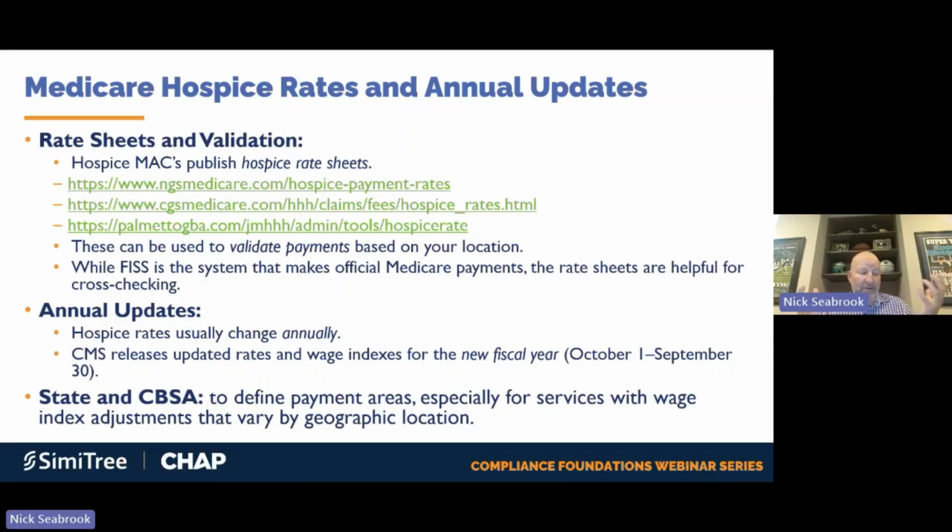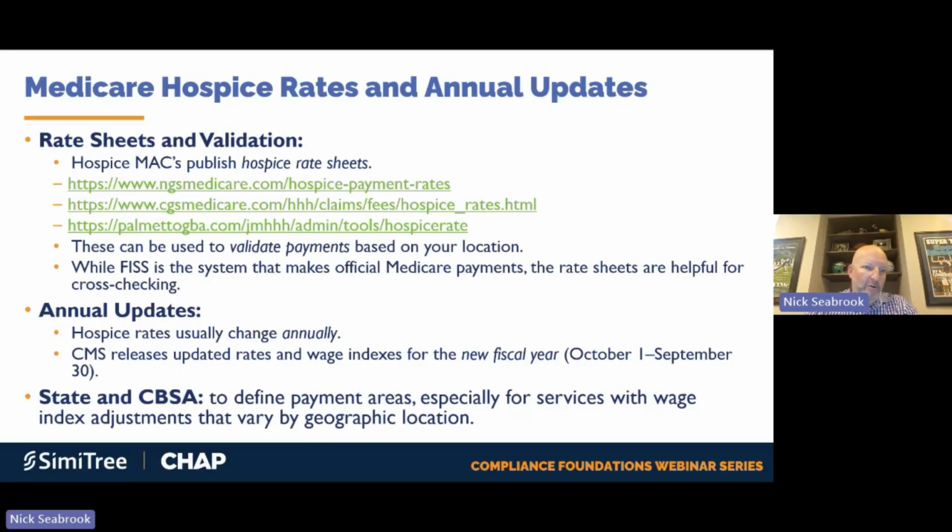This is important to use because this is really going to be how you're going to validate the payments. So you should be using that from a validation standpoint to make sure that the payment received matches what you were expecting to get paid. We also see their FISS, or Fiscal Intermediary Shared System. So this is the system that actually makes Medicare's payments. And again, from a rate standpoint, it's important to use them from a rate checking perspective.